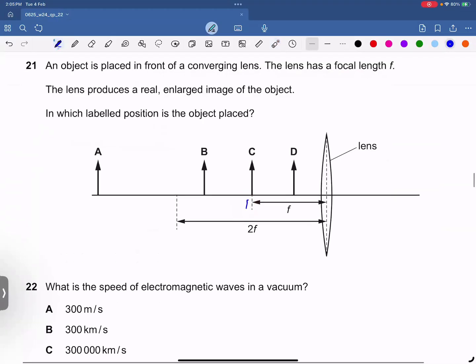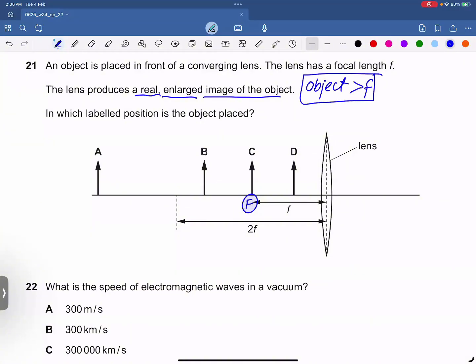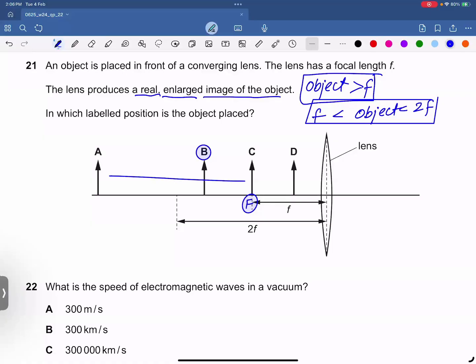Okay, so you can label this as focal point. Lens produces real enlarged image. Real image means the object distance should be more than f. Enlarged means object distance should be between 2f and f. So the object could be between f and 2f, so answer is B. You get real images all the way like that, but enlarged should be in between them.